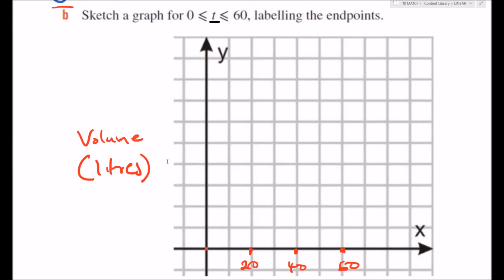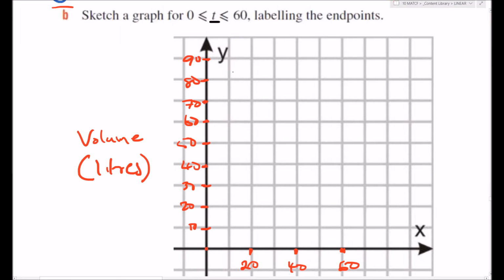Okay, this question has the context that the water is going down, so it's decreasing each time, which means that the line is going to go downwards. Okay, so I'm just going to put some values here for you guys. We'll go up by tens: 20, 30, 40, 50, 60, 70, 80, and then 90.